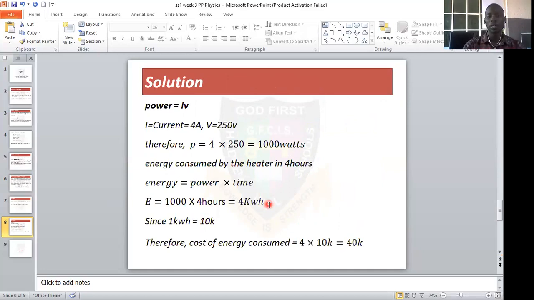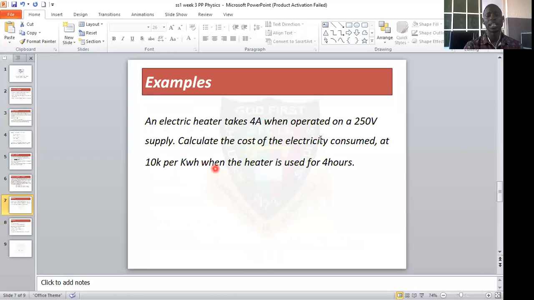So since 1 kilowatt hour equals 10K, it is therefore easy to calculate the cost. That is, if 1 kilowatt hour costs 10K, then 4 kilowatt hours will cost 4 times 10K, which will give you 40K. So the calculated cost of electricity consumed in 4 hours is 40K. So that is about that.